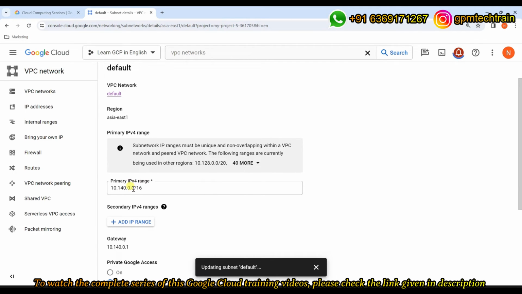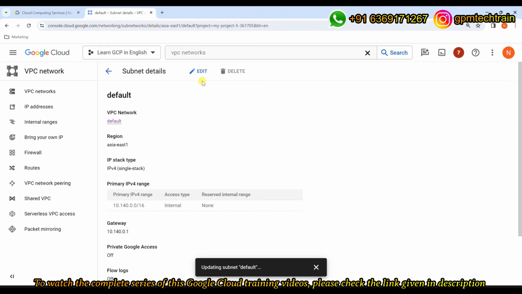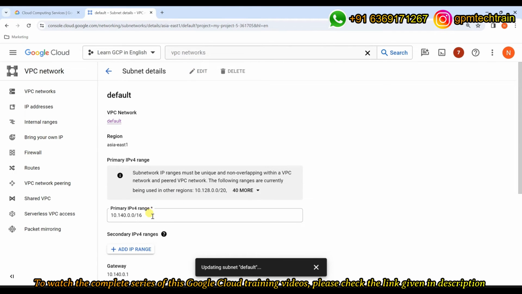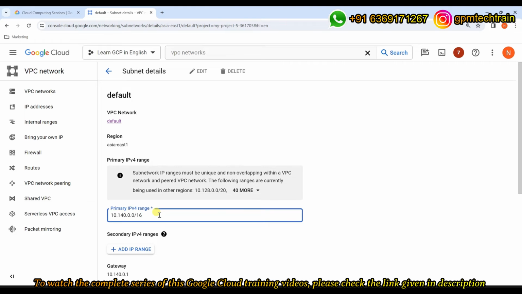So once it's updated, it would be grayed out. All right, now you see it's updated with /16. But at the same time, if you want to further increase it, just consider that maybe I put /12, or see, it will never allow you. So you can use up to /16.